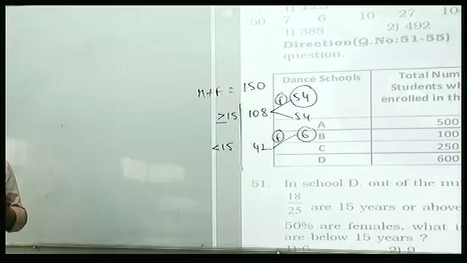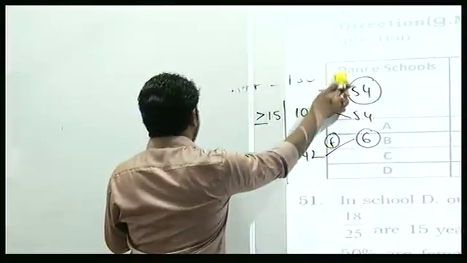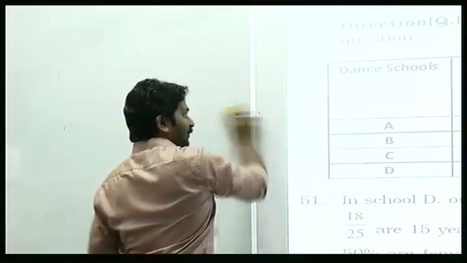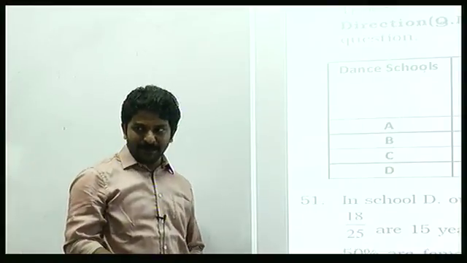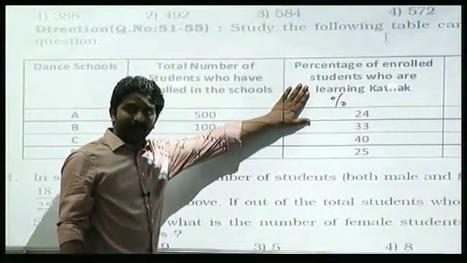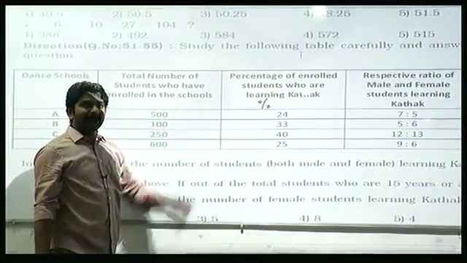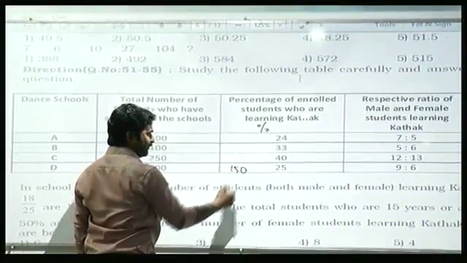Next, what is the average number of students learning dance forms other than Kathak in schools A, B, C? So this is a dance school. Every student will apply for some particular dance. And here you were given information about students who have enrolled for Kathak. Now your question is about other students who have enrolled for other dance forms apart from Kathak. So you already calculated it as 150.